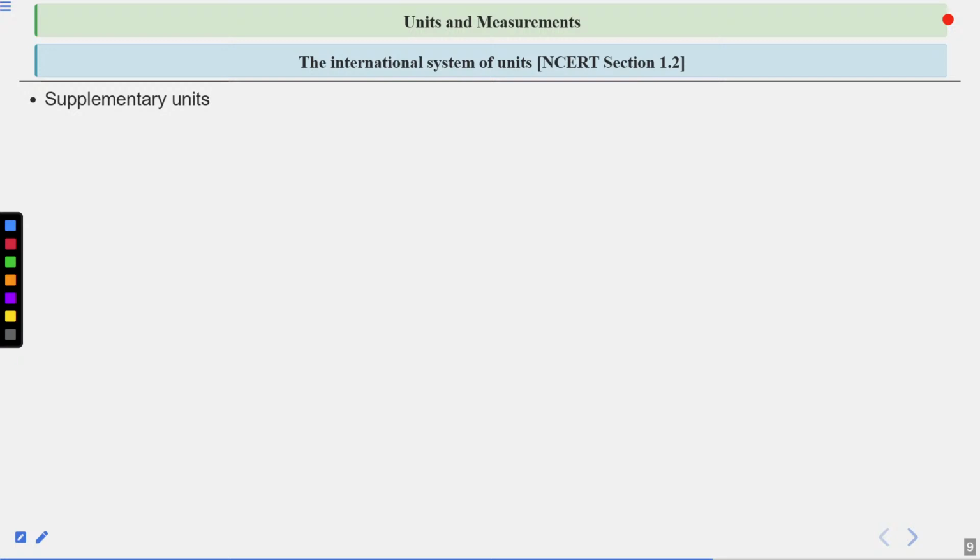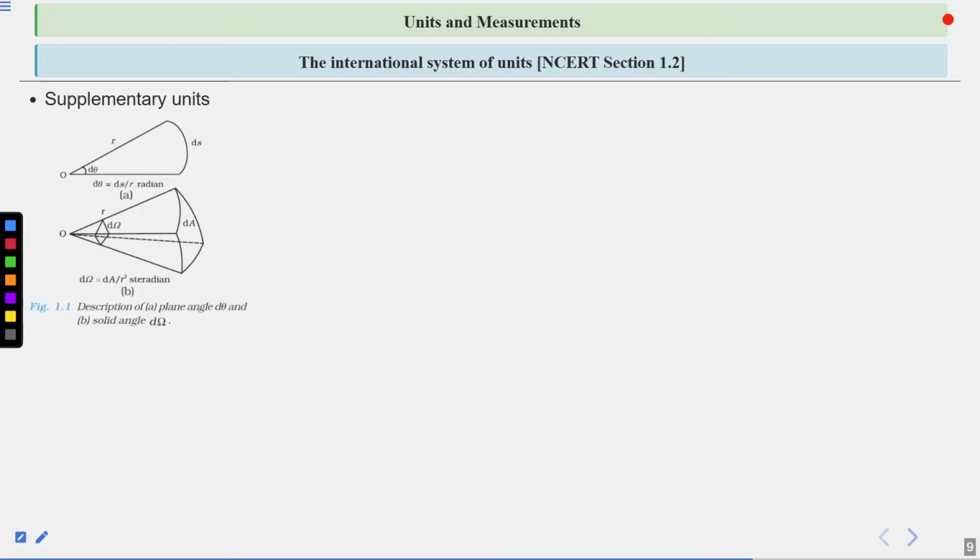So next is supplementary units. This is also part of the international system of units. Look at here, figure A shows plane angle and figure B shows solid angle. Plane angle is denoted by theta and solid angle is denoted by omega.